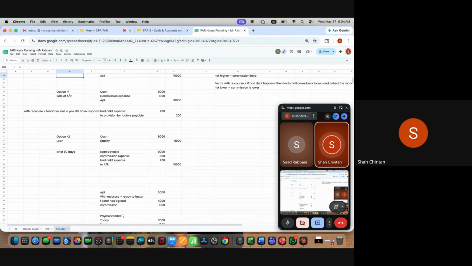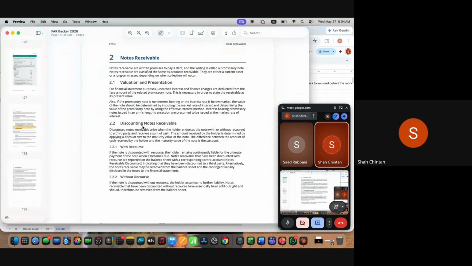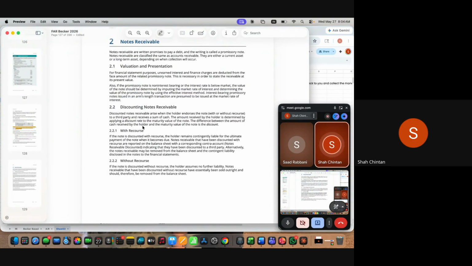With recourse means they can come back if there is a risk of bad debt. Without recourse, they cannot come back. If all the entries remain the same, instead of accounts receivable, now you credit a notes receivable, which is another current asset. All concepts are the same, all theoretical topics are the same.